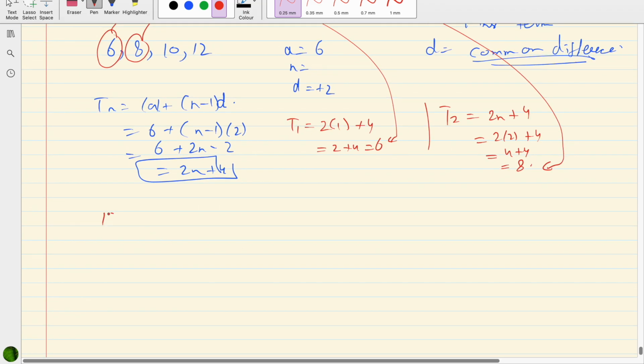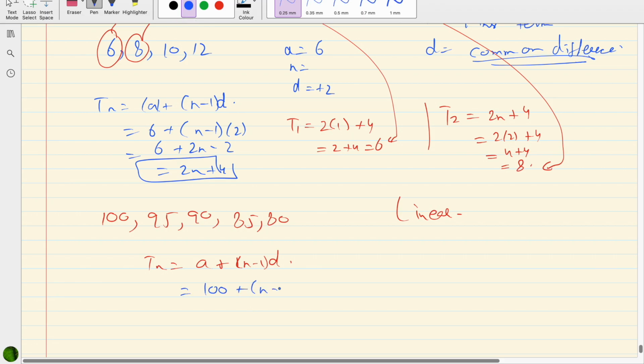Now see if we have another formula. 100, 95, 90, 85, 80. So tn is a plus n minus 1 into d, and this is only for the linear sequence. Linear sequence, which means adding a constant number or subtracting a constant number. So 100 plus n minus 1, and the difference is minus 5. So 100 minus 5n plus 5 simplifies it to 105 minus 5n.